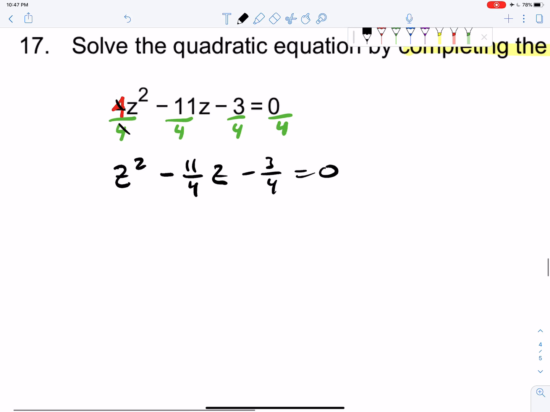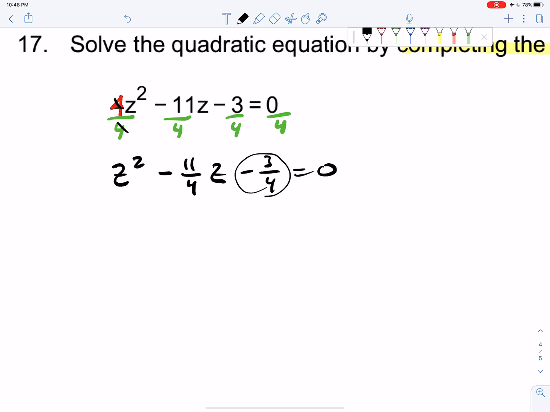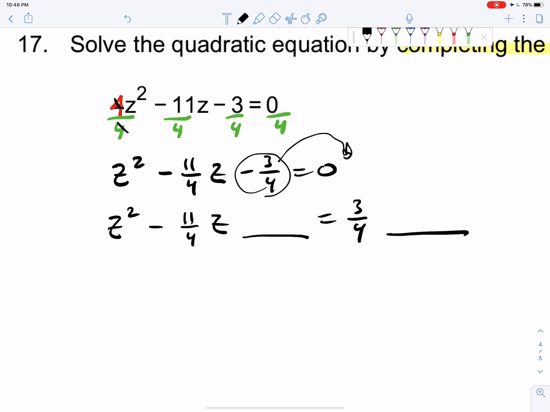We've got to complete the square. So this little guy right here must be legally moved over here. So we add 3/4. So I've got z squared minus 11/4 z, and I have a space. I added 3/4 on both sides. I've got a space. So now what do we do?